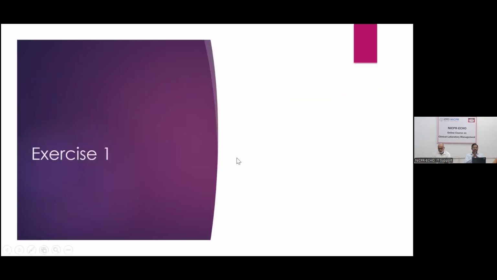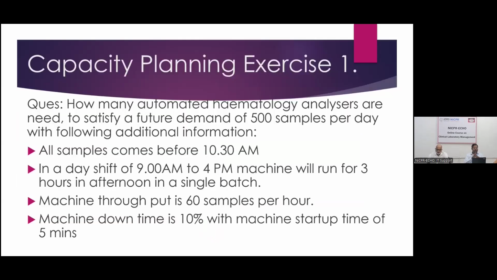So exercise 1. The question is, how many automated hematology analyzers are needed to satisfy a future demand of 500 samples per day with the following additional information? All samples come before 10:30 a.m. in a day. In a day shift of 9 to 4 p.m., the analyzer will run for 3 hours in the afternoon in a single batch.